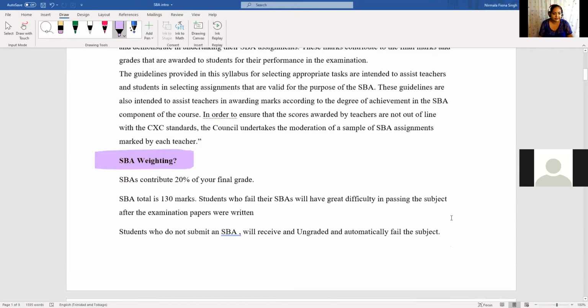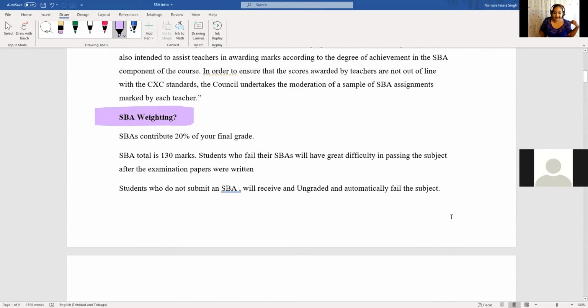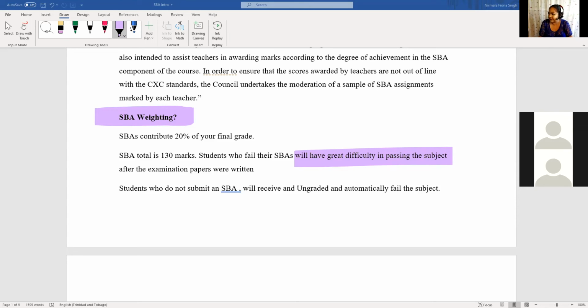SBA weighting. Weighting means how much of your final exam it is worth. So SBAs contribute to 20% of your final grade. SBA total is 130 marks. Students who fail their SBA will have great difficulty in passing the subject. Please note, I did not say if you fail your SBA, it's an automatic fail in the exam. No, but usually students who fail the SBA, which are usually labs done over the course of 2 years, you're kind of not doing enough work to pass the exam.